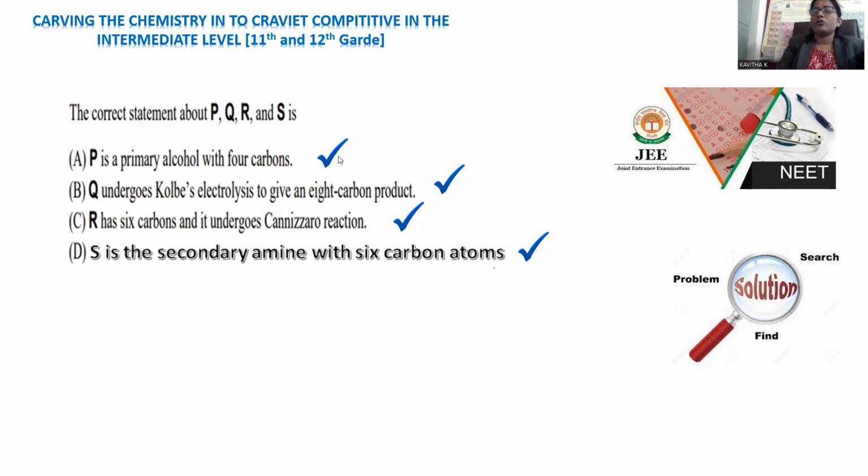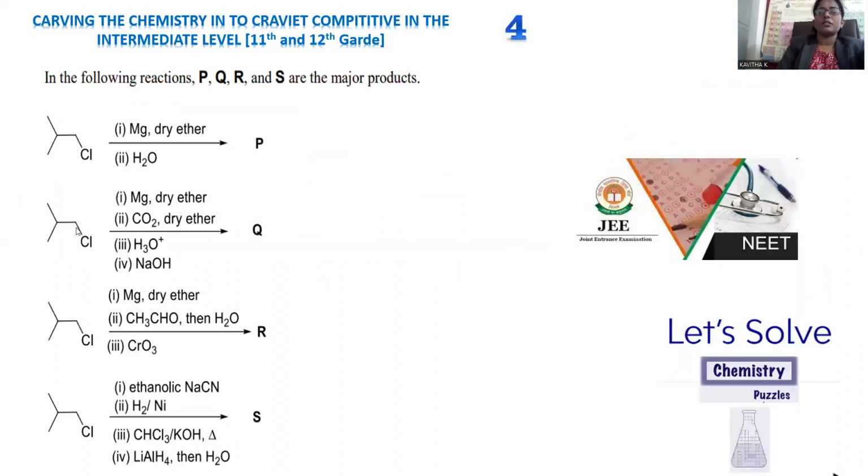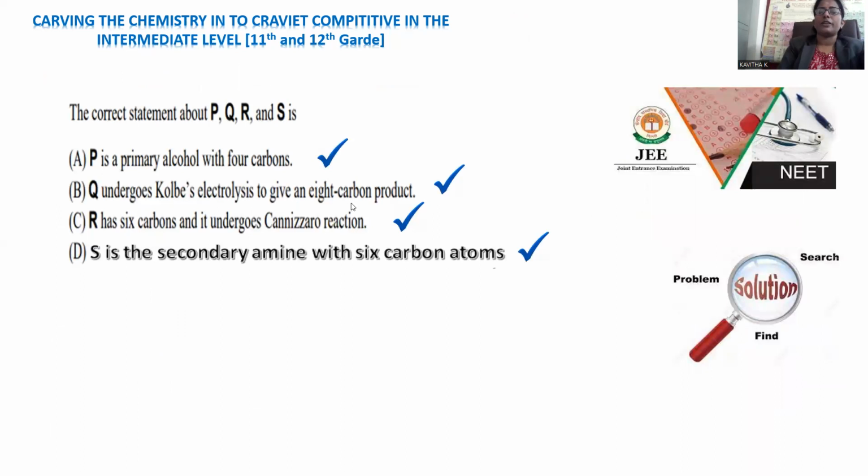How it will be correct, we have to go for solving the problem. Later on, Q undergoes Kolbe electrolysis to give an 8 carbon product. Always, Kolbe electrolysis gives double the number of carbon atoms. In Kolbe electrolysis, decarboxylation is carried out, and whatever carbon atoms are there apart from the carboxylic acid, that number will be doubled. So 8 carbons it should get, meaning the starting material should contain 4 carbon atoms, right? So this is also the correct answer.